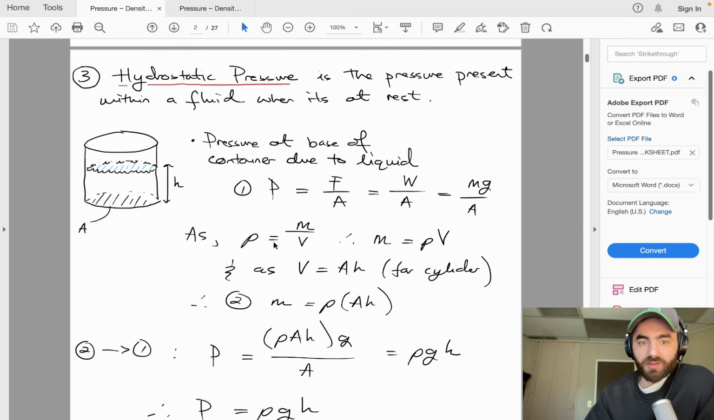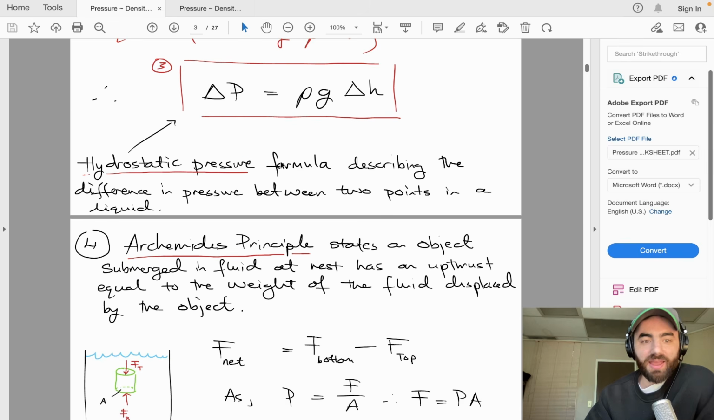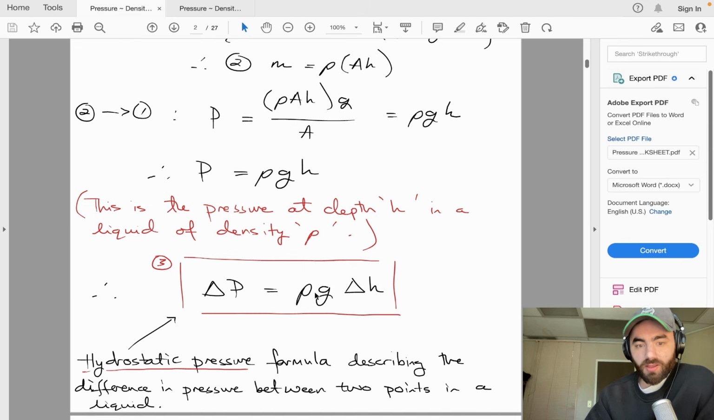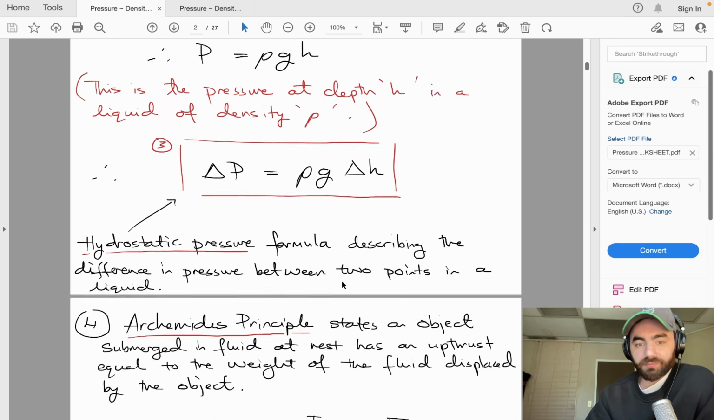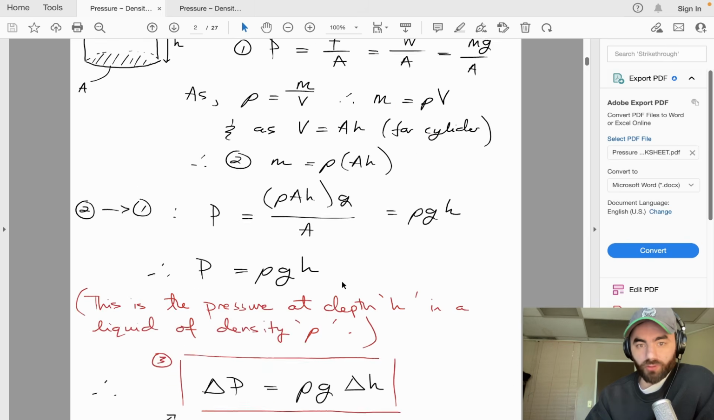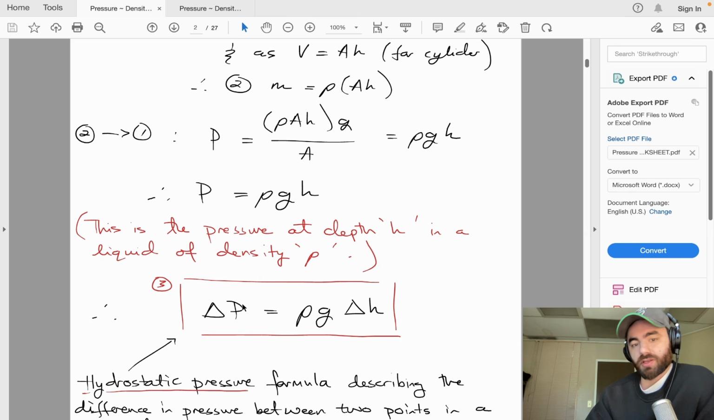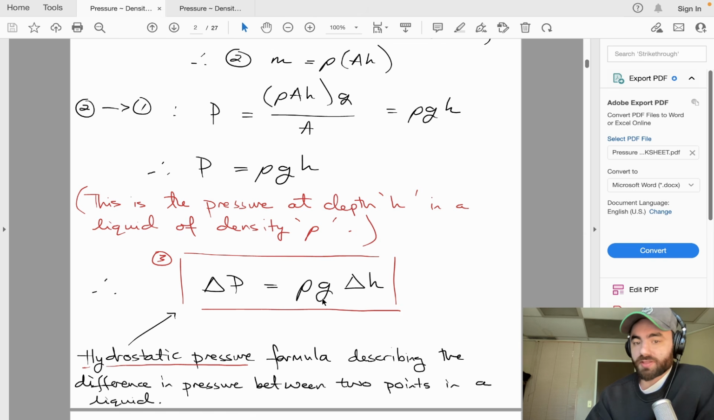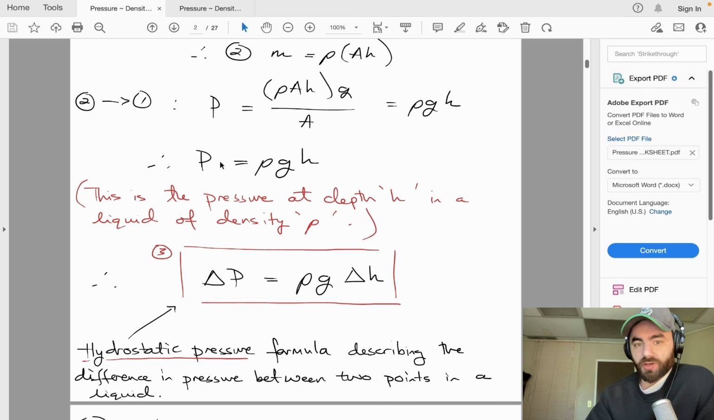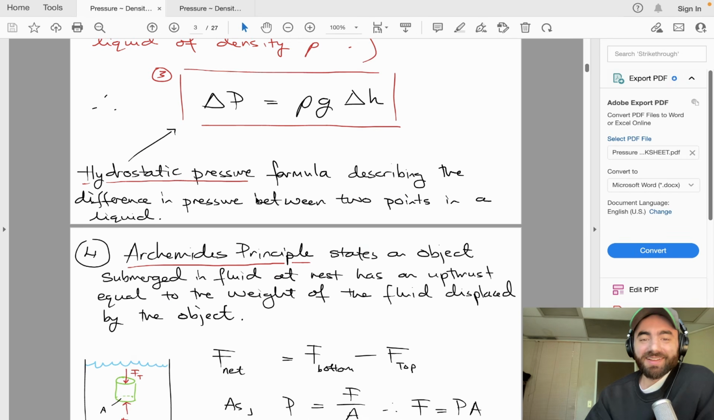And then you need to know these two things. It's called hydrostatic pressure and Archimedes' principle. It's these two equations here, and I'm actually going to prove them both for you right now, because they might look a bit weird, like where does this come from? Basically, this equation says the change in pressure equals the density times gravity times the change in height. Or pressure equals density times gravity times height. This is telling you the pressure at any depth h within a fluid of density rho.